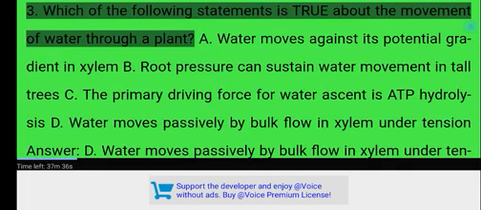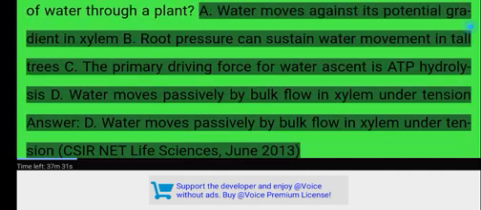3. Which of the following statements is true about the movement of water through a plant? A. Water moves against its potential gradient in xylem. B. Root pressure can sustain water movement in tall trees. C. The primary driving force for water ascent is ATP hydrolysis. D. Water moves passively by bulk flow in xylem under tension. Answer: D. Water moves passively by bulk flow in xylem under tension. CSIR NET Life Sciences, June 2013.